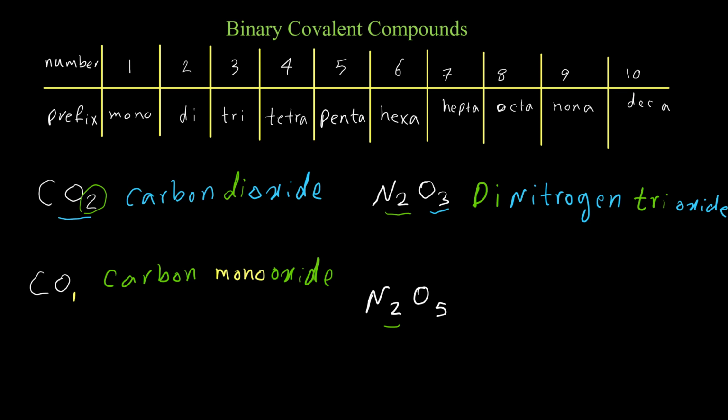For the second one, again, di, nitrogen, and we have 5 oxygen. Based on this table, 5 is penta. When the name of the anion starts with O like oxide, we eliminate the A at the end of this prefix. Tetra, penta, hexa, hepta, octa, nona, and deca. So instead of writing pentaoxide, we write pentoxide. Let's have more examples.